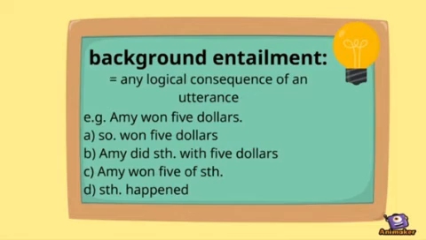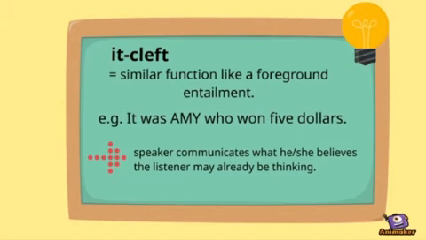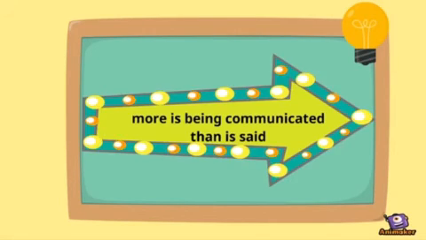Something happened. The foreground entailment, however, is the main logical consequence of an utterance, which is also more important for interpreting the intended meaning than any other. The main assumption is that Amy won a certain number of dollars. And it cleft functions similar to a foreground entailment. So, if we say it was Amy who won $5, the speaker communicates what he or she believes the listener may already be thinking. And, regarding presupposition and entailment, more is being communicated than is said.